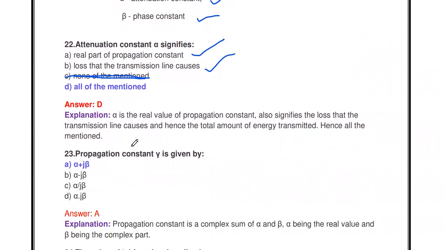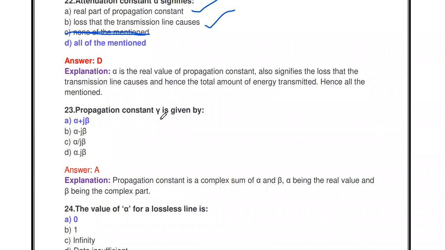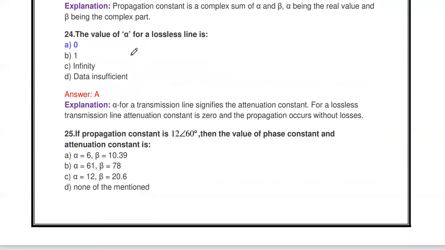Okay, then the next one, the propagation constant gamma is given by which one? Alpha plus j beta, alpha minus j beta, alpha by j beta, alpha into j beta. So already you know the propagation constant is alpha plus j beta. Alpha is the attenuation constant, beta is the phase constant. So you know the propagation constant is a complex value. Then the next thing, the value of alpha for a lossless line is dash. First, you should know what is meant by a lossless line.